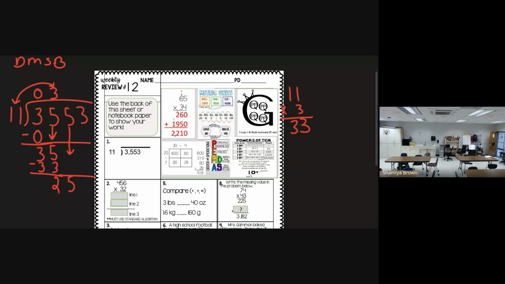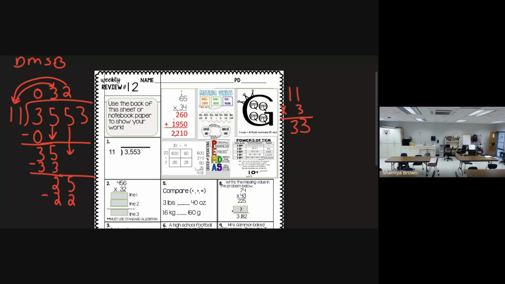So now I'm trying to see what 25 divided by 11 is. So what times 11 can get me as close to 25 as possible? And I know that's going to be 2 because I know that 2 times 11 is 22. If I do more than that, it's going to put me at 33, which I already found out. So now I need to multiply 11 times the 2, which is 22.